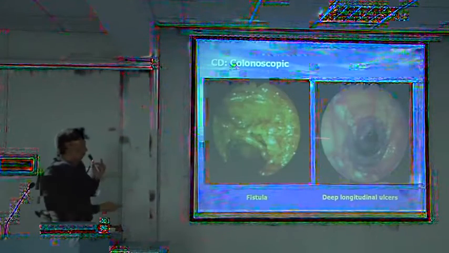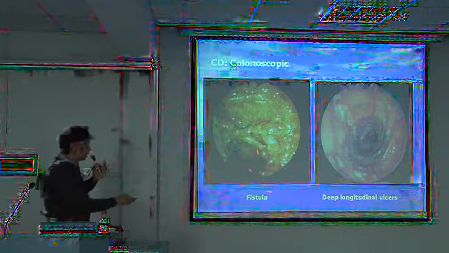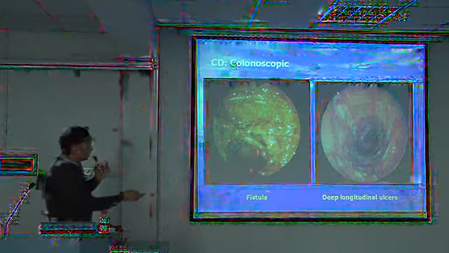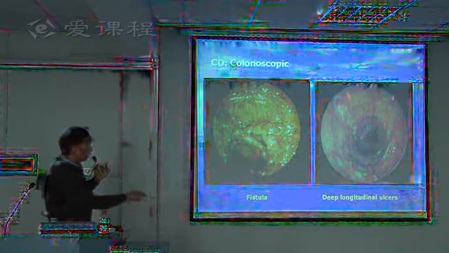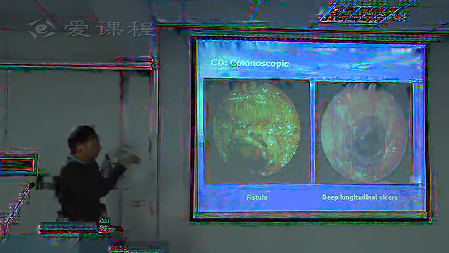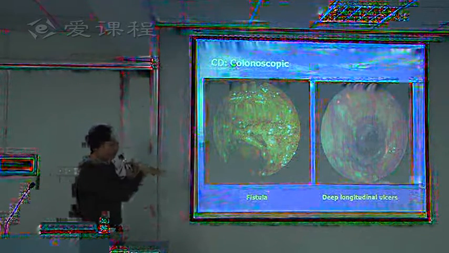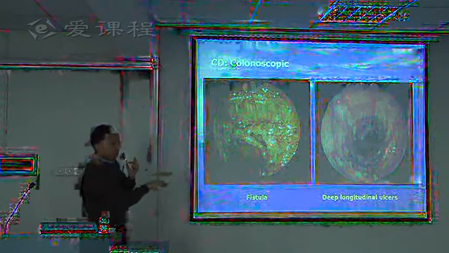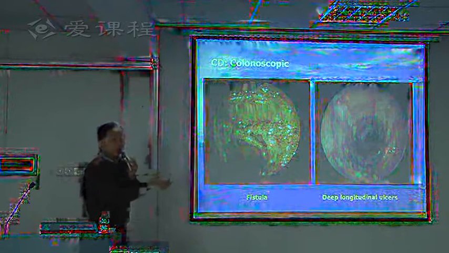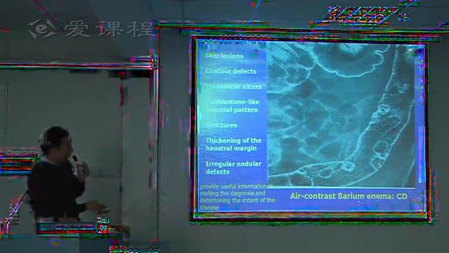So this is the Crohn disease. What's this one? So fistula, because of fistula. And this is deep longitudinal ulcers. So the longitudinal ones go along the lumen, this way. Also the cobblestone. Okay. So this is the air-contrast barium enema for Crohn disease.